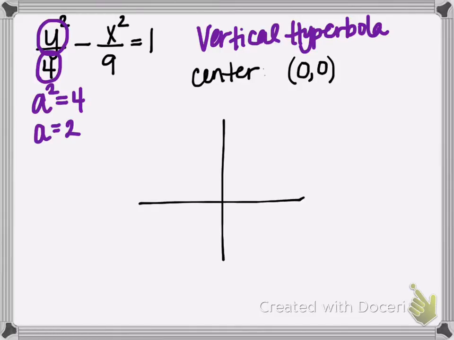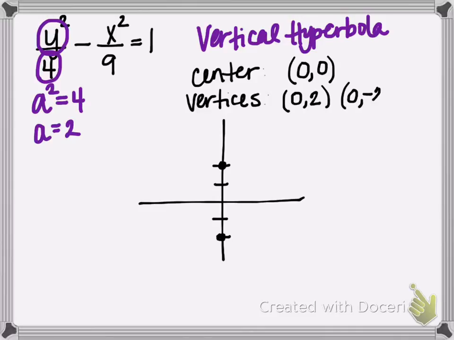So since it's a vertical hyperbola, center's at 0, 0, and a is equal to 2. Remember, a is the distance that we will travel to get to the vertices. And because it's vertical, we'll be traveling up a distance of 2 and down a distance of 2 from the origin to get to our vertices. So the coordinates for your vertices will be 0, 2 and 0, negative 2.